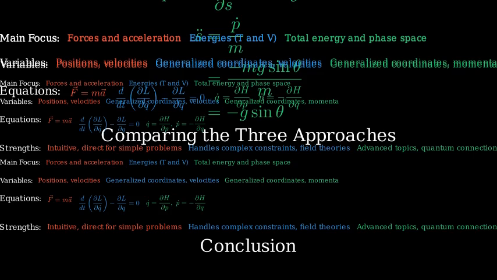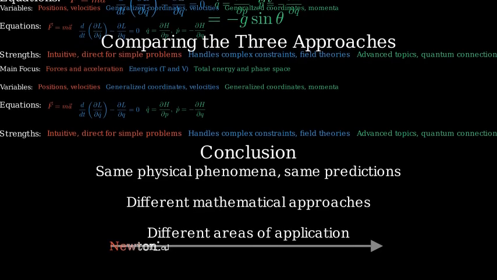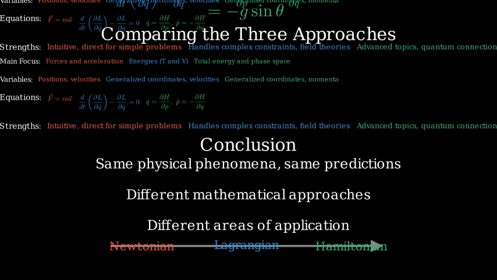In conclusion, all three formulations, Newtonian, Lagrangian, and Hamiltonian mechanics, describe the same physical phenomena and give the same predictions about motion, as we saw with our incline example. However, they approach the problem from different mathematical perspectives, which makes each formulation better suited for certain types of problems. The evolution from Newtonian to Lagrangian to Hamiltonian mechanics represents a progression toward more abstract and powerful mathematical frameworks. This progression has enabled physicists to tackle increasingly complex problems and has led to breakthroughs in our understanding of both classical and quantum physics.